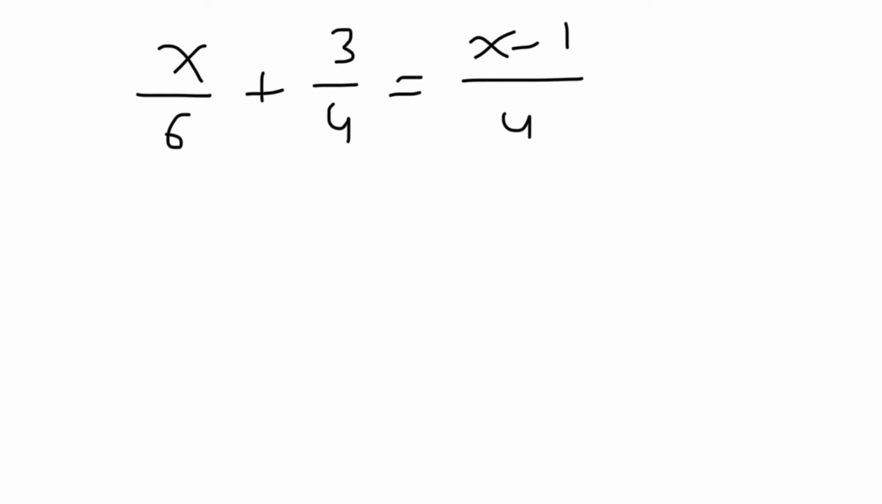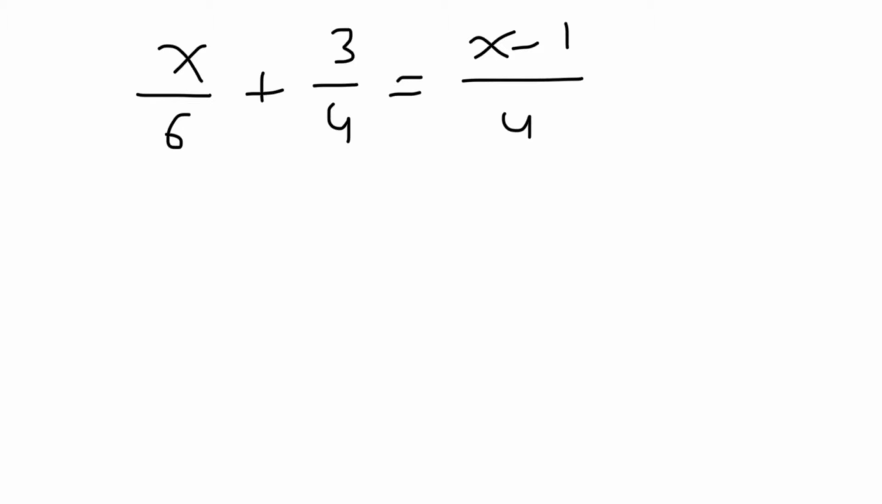To solve this equation, I must have a common denominator in order to remove all the fractions. If you want to remove all the fractions in one step, and that's actually the easiest way to solve it, is to get rid of the fractions from the beginning. So I must have a common denominator on both sides, which is 12.